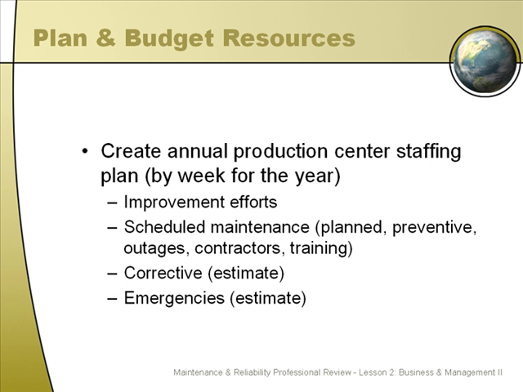So what would be the things that you would put on this staffing plan? Well, you'd talk about improvement efforts that are planned for the upcoming year. Scheduled maintenance, such as planned, preventive, outages, contractors on site, and training that's required for each department. Corrective maintenance, you can estimate this, and emergencies, you can also estimate how much time you need for that.